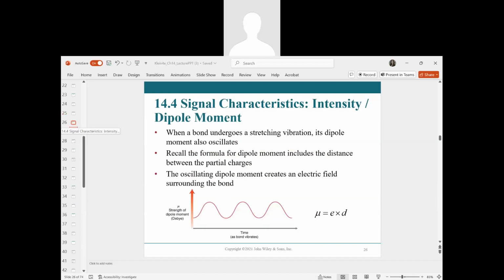So let's take a look at why this might be the case. We know that the intensity of our signal, or just the fact that we see a signal, depends on the dipole moment. And when a bond undergoes a stretching vibration, as we're told here, the dipole moment also will oscillate. Generally, the larger the dipole seen in a bond, the more efficient that bond is at absorbing infrared radiation. So the intensity is directly related to that fact.